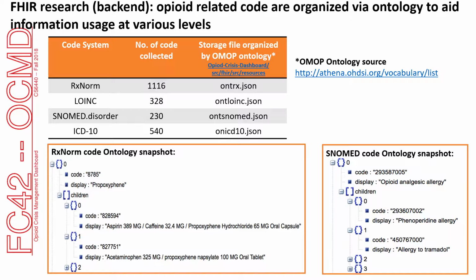Here is the final collection of the codes, corresponding to the opioid drug prescription, screening, and induced diseases. One unique feature is that the codes are organized using an ontology, such that the users can choose the level of granularity to visualize and analyze the rich information available. As some examples, the 2 snapshots illustrate how the ATC norm and the SNOMED codes are organized.